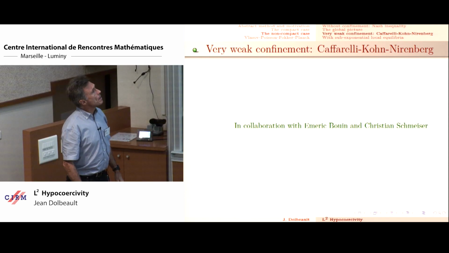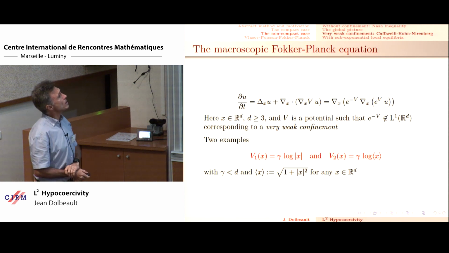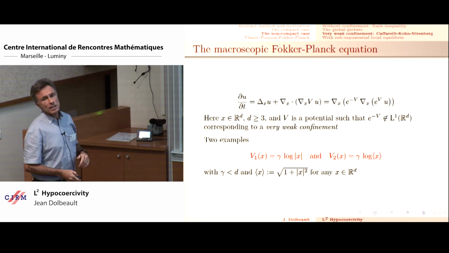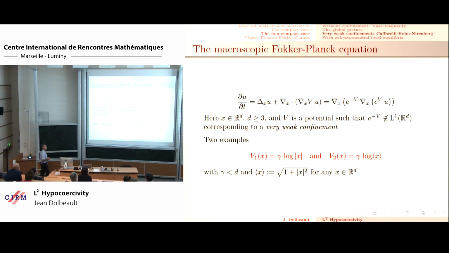Maybe one case, the case of very weak confinement. It's almost Nash, but not exactly Nash. So let me show you what happens. Here you have a potential V which has some logarithmic growth, but the growth is not so big, so gamma is going to be taken less than d.